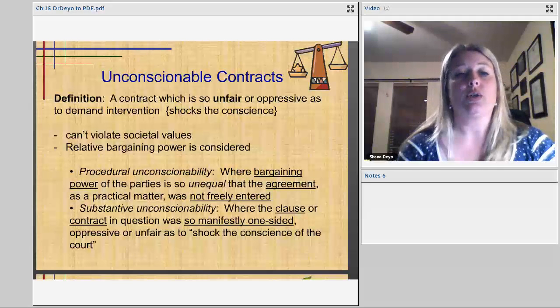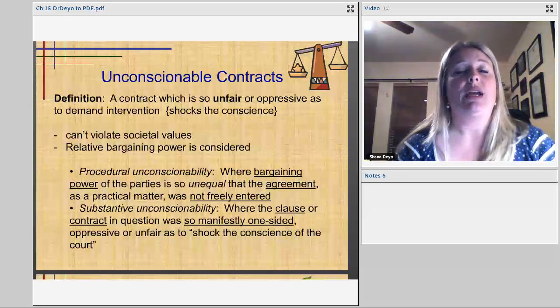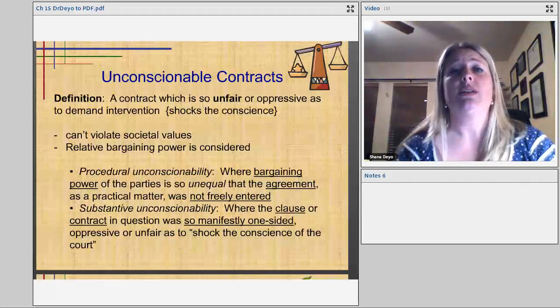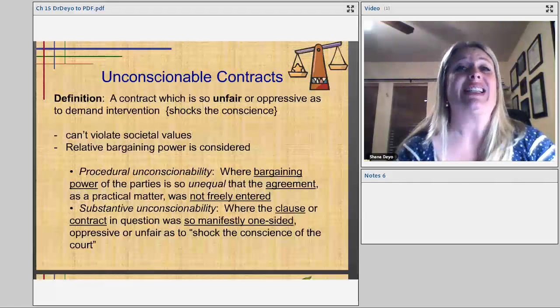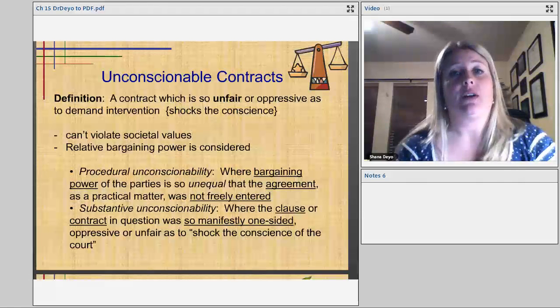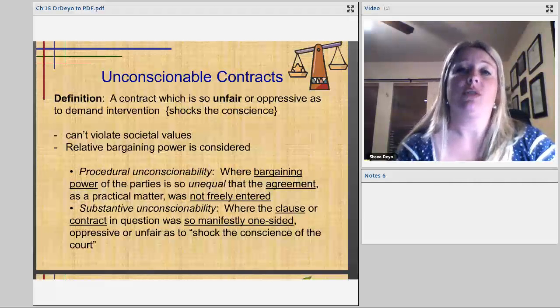So the court is going to look at, if you're the one making the contract, did you feel like you had no other choice but to make that contract? And they're going to look to see if the provisions inside that contract are so one-sided that it's just unfair. It's just plain out unfair. There's nothing that can be done other than the court to intervene.